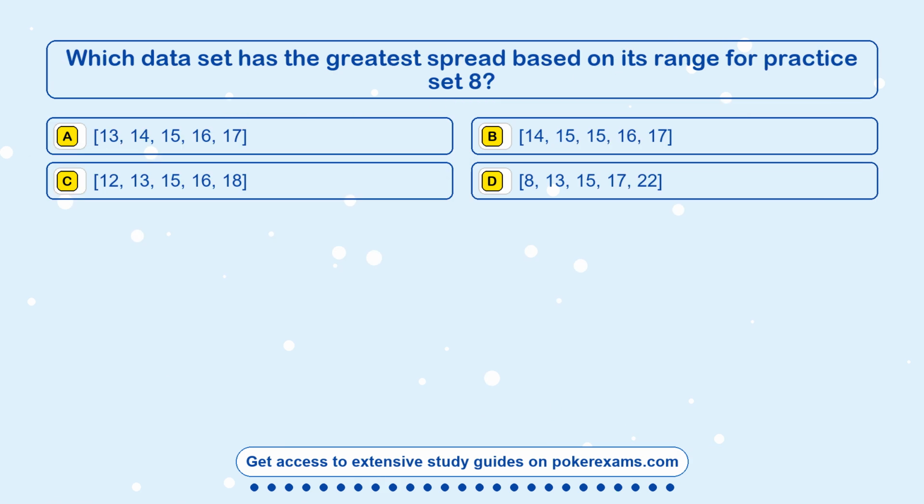Question 21. Which data set has the greatest spread based on its range for practice set 8? Option A 13, 14, 15, 16, 17. Option B 14, 15, 15, 16, 17. Option C 12, 13, 15, 16, 18. Option D 8, 13, 15, 17, 22.